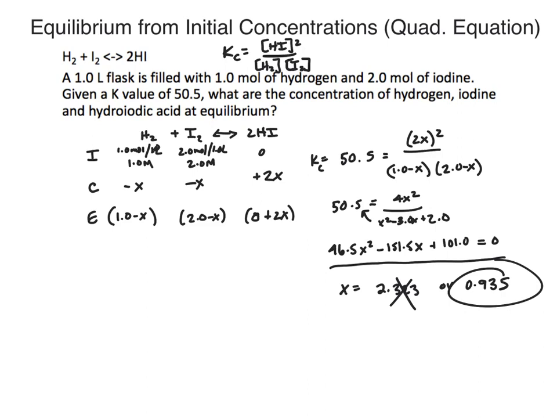Additionally, let's say you got a negative x value. There's not going to be such a thing as a negative concentration, so that would be another value that you knew you could drop off. Okay, so this is my x value for this problem.